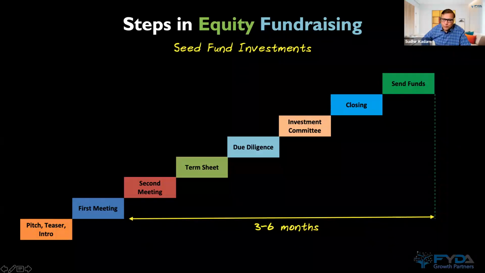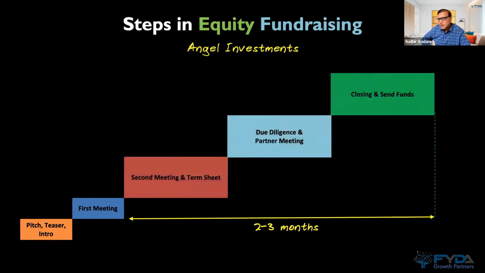Now, if you go for angel rounds, these have a slightly shorter time span because you will have fewer meetings. After the first meeting, there will be a second meeting and immediately they will give a term sheet right after the second meeting. And then they will do a simple due diligence. What happens in an angel investment is, if somebody is leading the round and the angel trusts that person, he will not even do due diligence on you. So a lot depends on who is leading the round, or who is the investor who has put the money down and committed to that round.